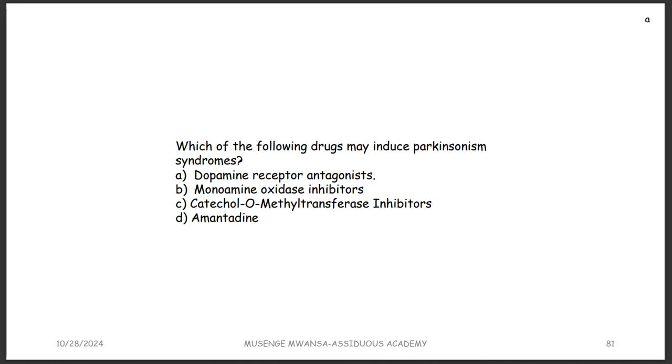Which of the following drugs may induce Parkinsonism? Dopamine receptor antagonists, monoamine oxidase inhibitors, catechol methyltransferase inhibitors, amantadine. If you can see B, C, and D, these guys are used for treatment, isn't it? But then an antagonist is trying to reduce the dopamine, which is already low in Parkinson's disease. So, which one can we pick? It's A. Thank you so much.